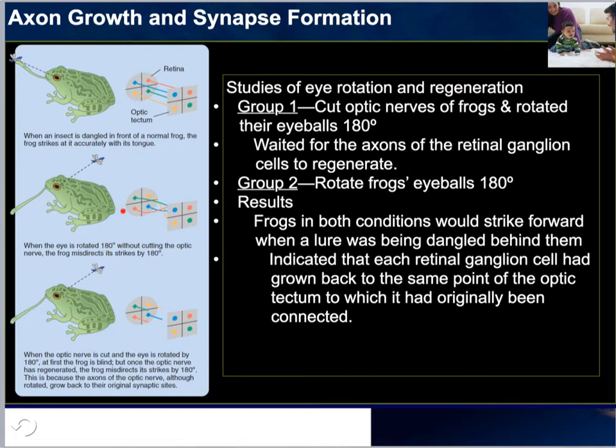Please note that this is occurring without cutting the axons. However, when the optic nerve is cut, and you can see now that there's a disconnect in here, then initially the frog would be blind, but when the optic nerve has been regenerated, then the frog would misdirect its strikes in a similar fashion to the top one here. This is because the axons of the optic nerve, although rotated, grow back to their original synaptic sites.